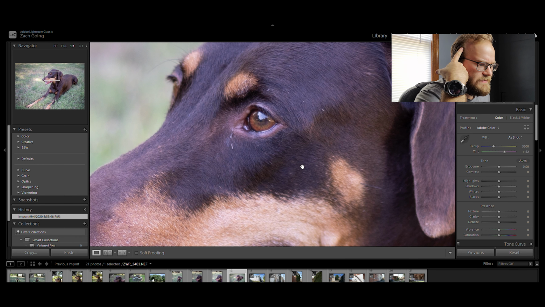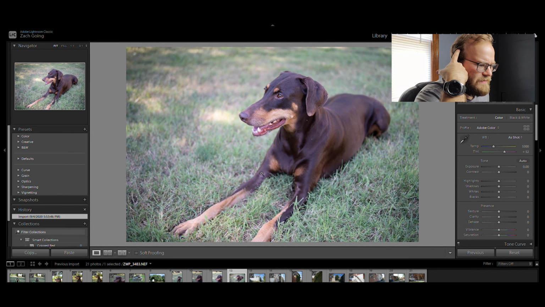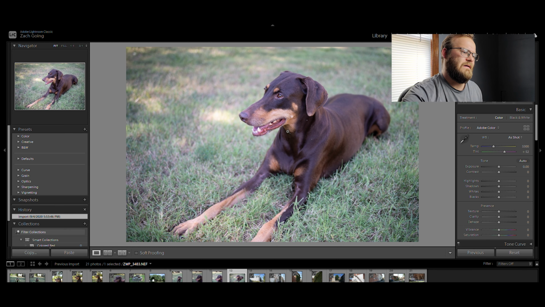Look, I don't know if you can see. Look at how many freaking hairs you can see. Oh man, this is just freaking beautiful. A little bit of vignetting out here, but that might not be vignetting. That is a beautiful picture. Oh my God.